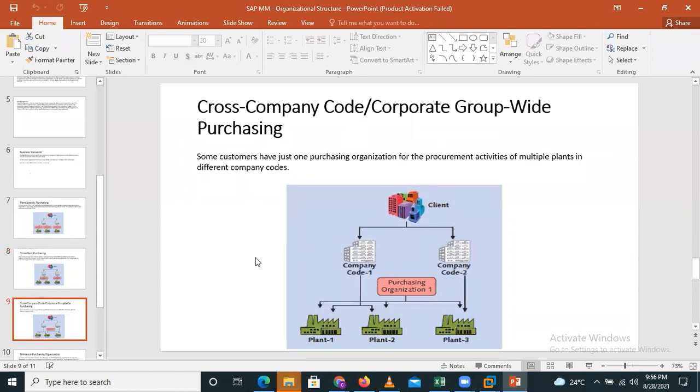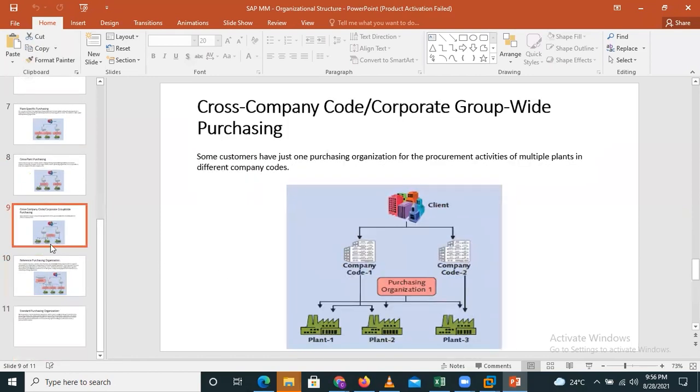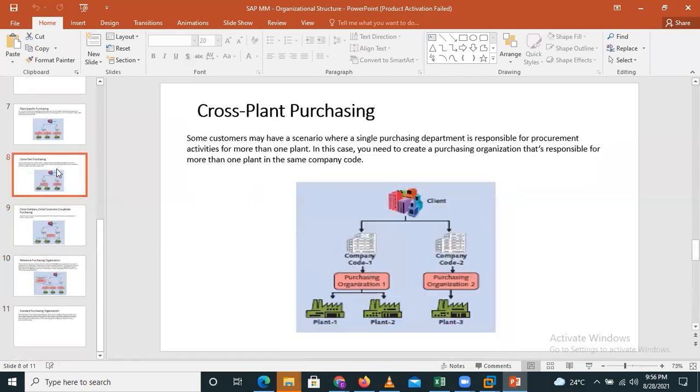Clear? Can you please share the slide which defines where a purchase org has been configured under company code? This one, right? Cross plant purchasing. So this means this purchasing organization is responsible for plant 1 and plant 2, which belong to company code 1. Which means this purchasing organization is responsible for company code 1.